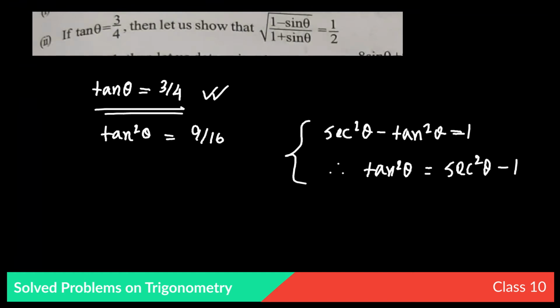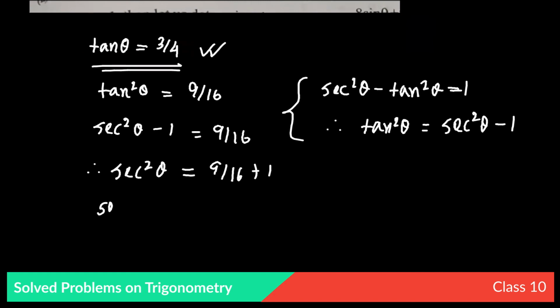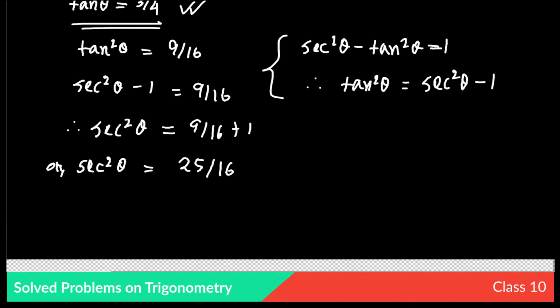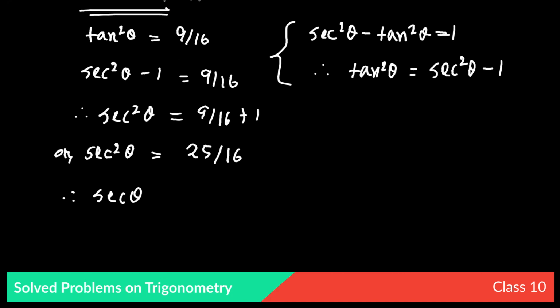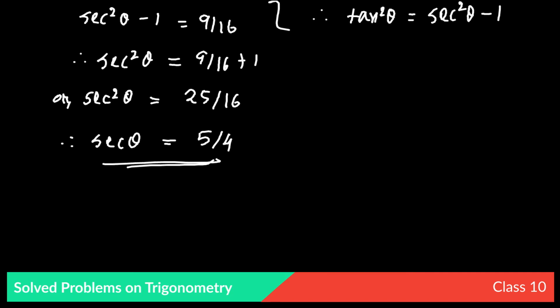Tan square theta equals 9 by 16, so sec square theta minus 1 is 9 by 16. Now we can find the value of sec square theta from this. It is 9 by 16 plus 1, so sec square theta equals (9 plus 16) by 16, that is 25 by 16. So sec theta is root over 25 by 16, that is 5 by 4.